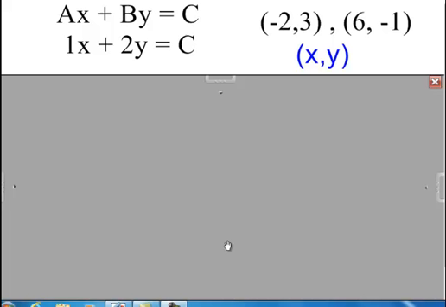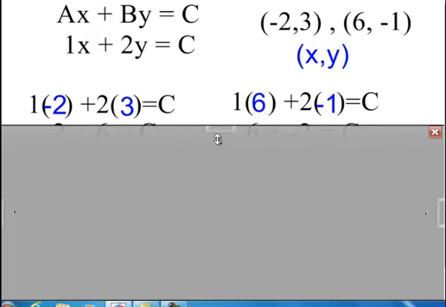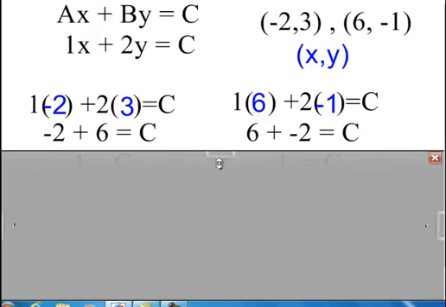Now that we know 1x plus 2y equals c, all we have to do is choose one of the ordered pairs, which remember an ordered pair is made of an x-coordinate and a y-coordinate, and substitute them into our equation to find c. What's really cool is if you've done a good job so far, it doesn't matter which points you use. When you plug in the coordinates, you will get the same answer for c.